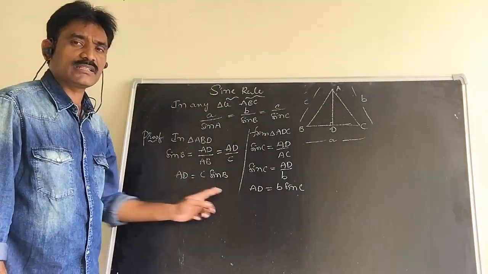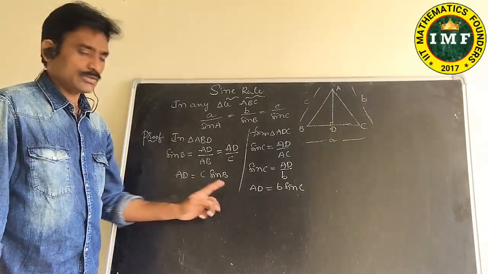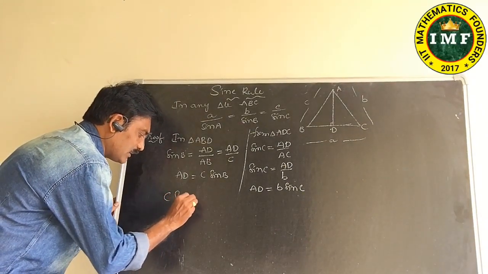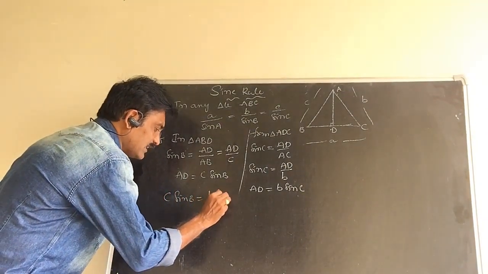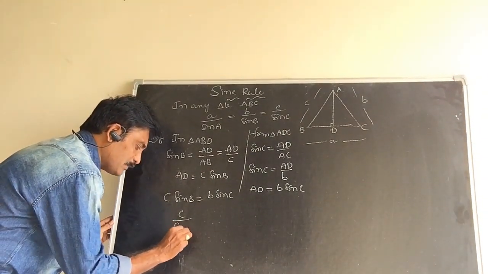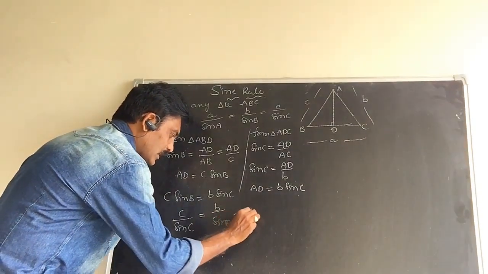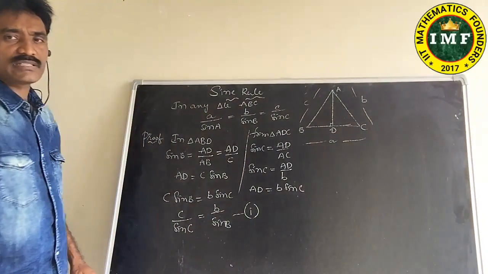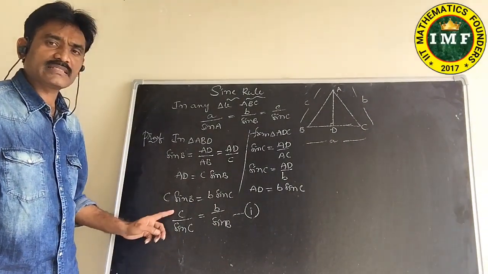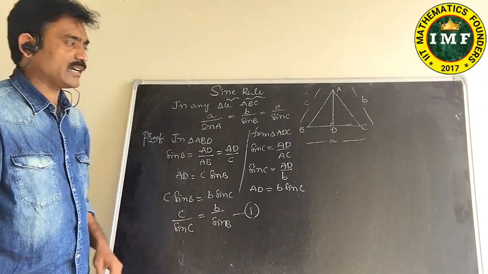From these two conditions, we can observe that their LHS values are equal. So equate their RHS values: c sin B is equal to b sin C. By interchanging the terms, we get c by sin C is equal to b by sin B. I am taking this one as the first condition.